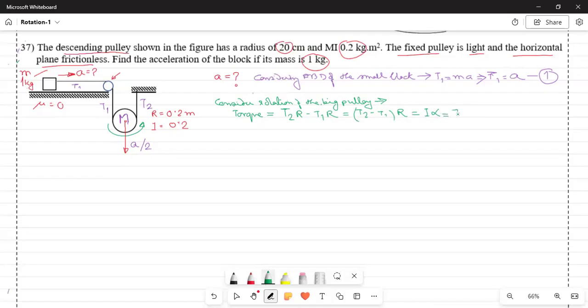Now I alpha is I into tangential acceleration divided by R. Its tangential acceleration is A by 2, so A by 2 divided by R. So this is actually equal to IA by 2R. From this equation, what do we get? We had (T2 minus T1)R equal to IA by 2R. So what we finally get, T2 minus T1 is equal to IA by 2R square.